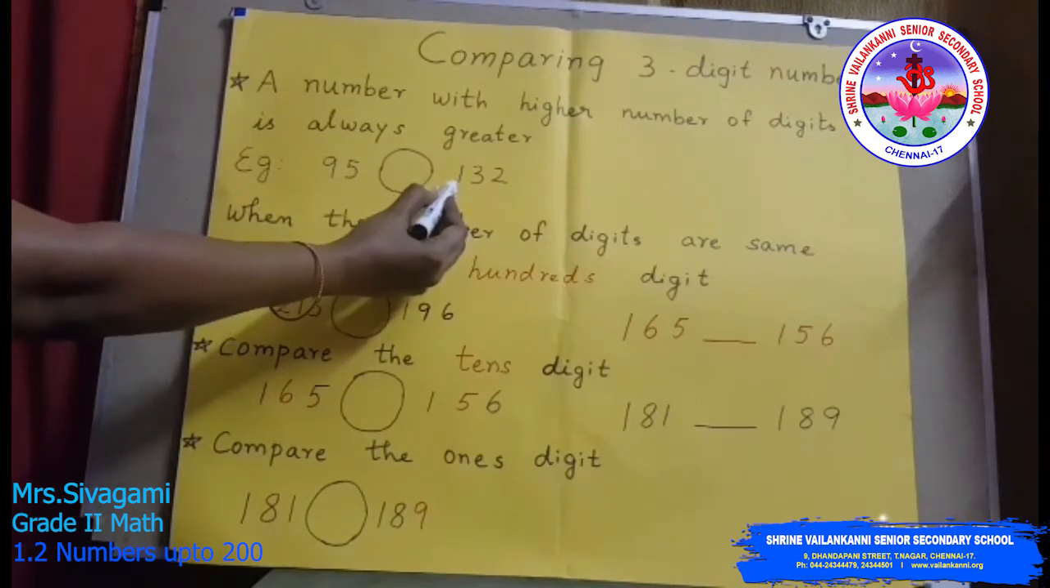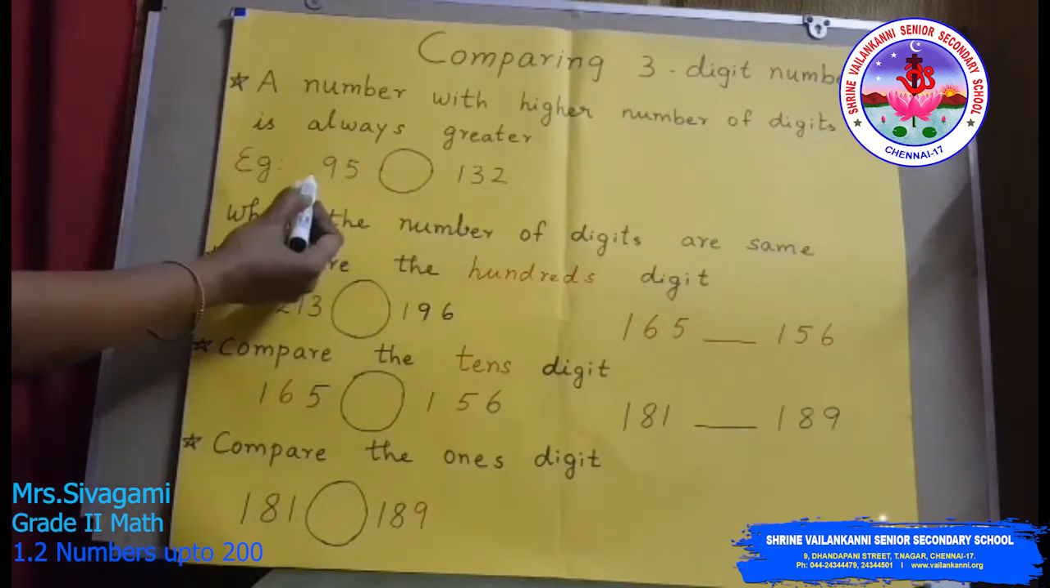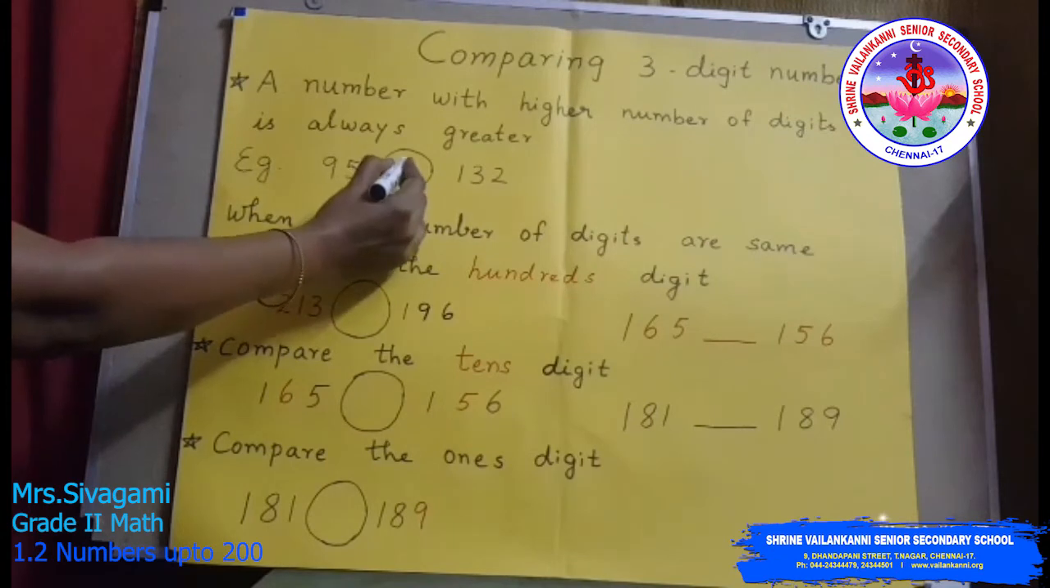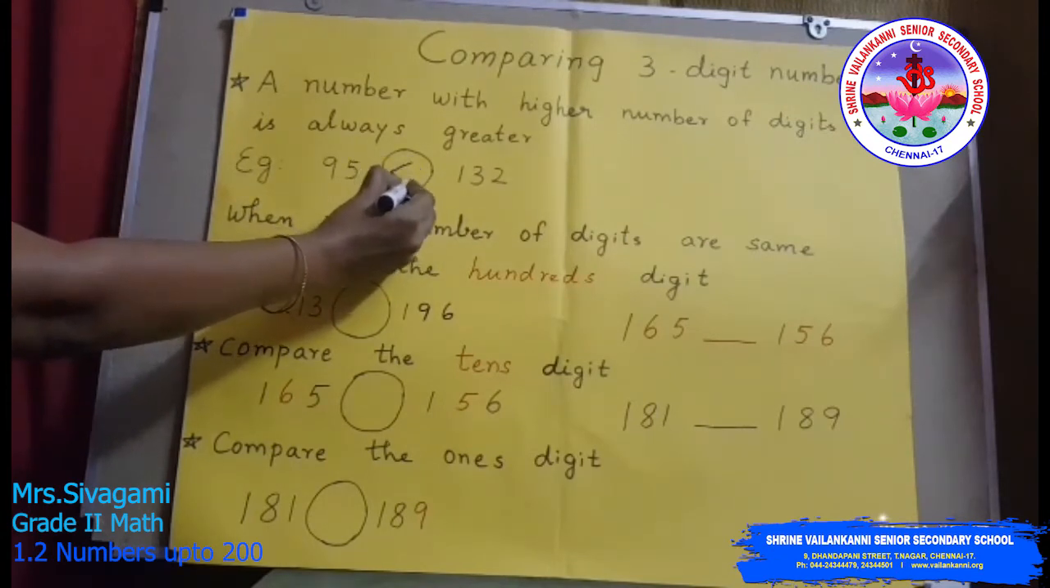Because this has 100, and this does not have a 100, 132 is greater than 95.